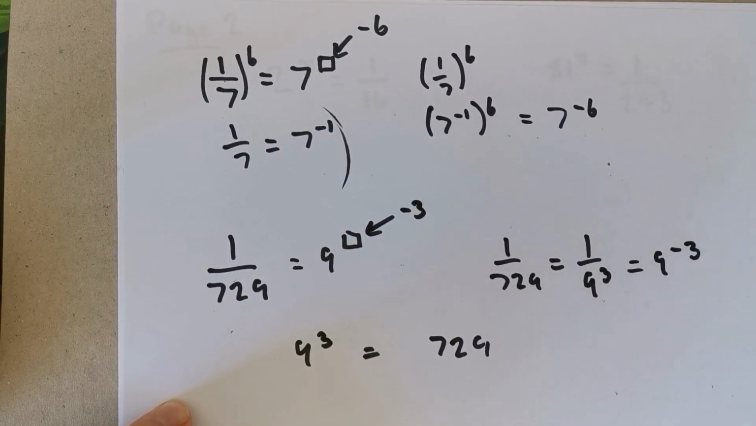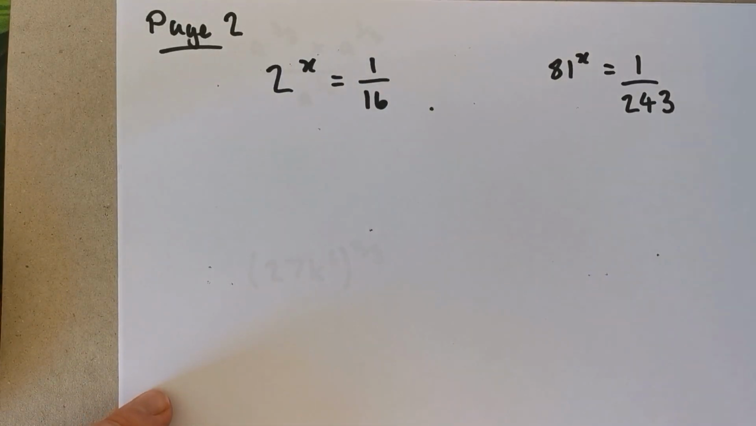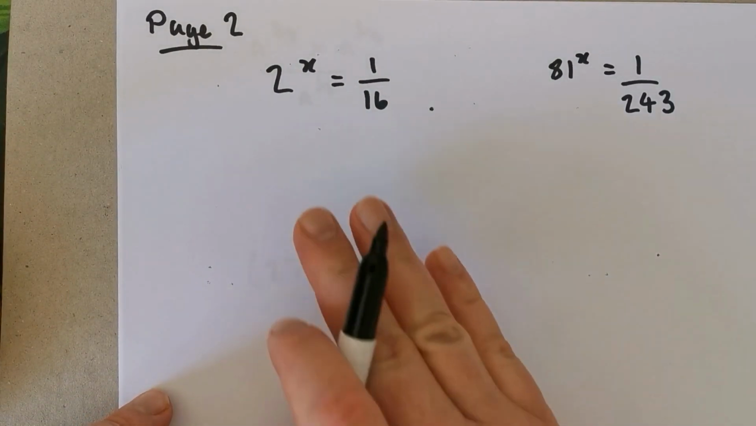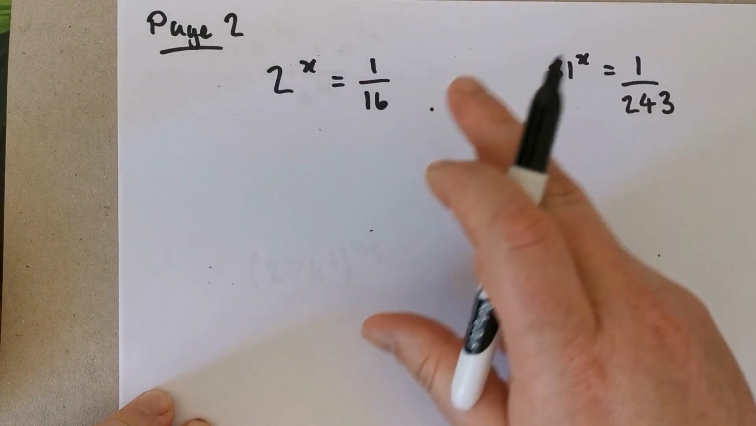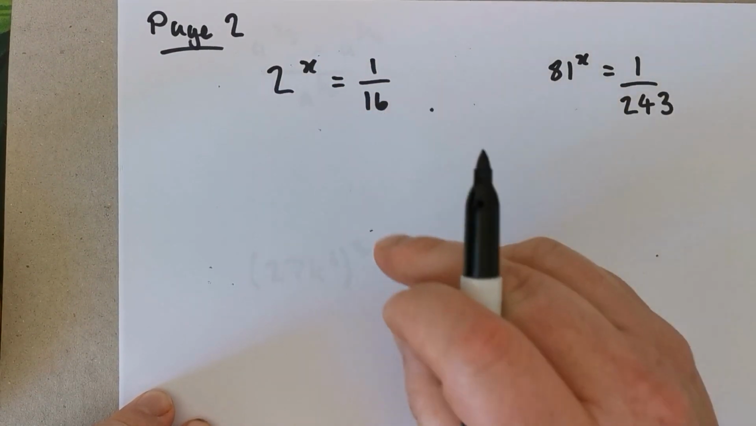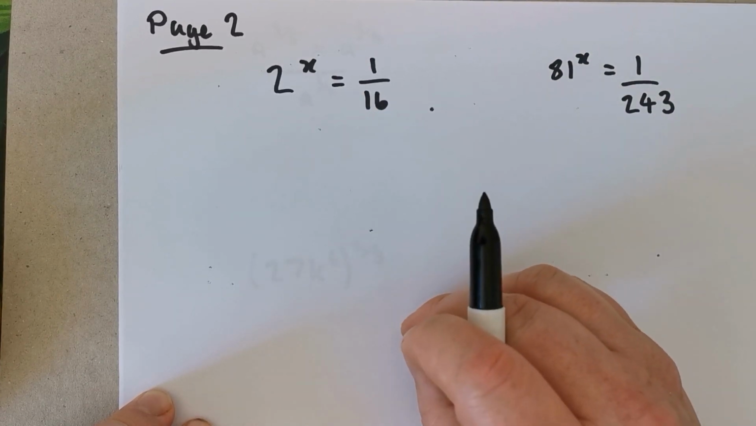I think we're only about a minute and a half into this video, so we'll go straight into page 2. It's exactly the same as what was on page 1, but rather than having little boxes there, you've got x's, so you need to end up with an x equals.